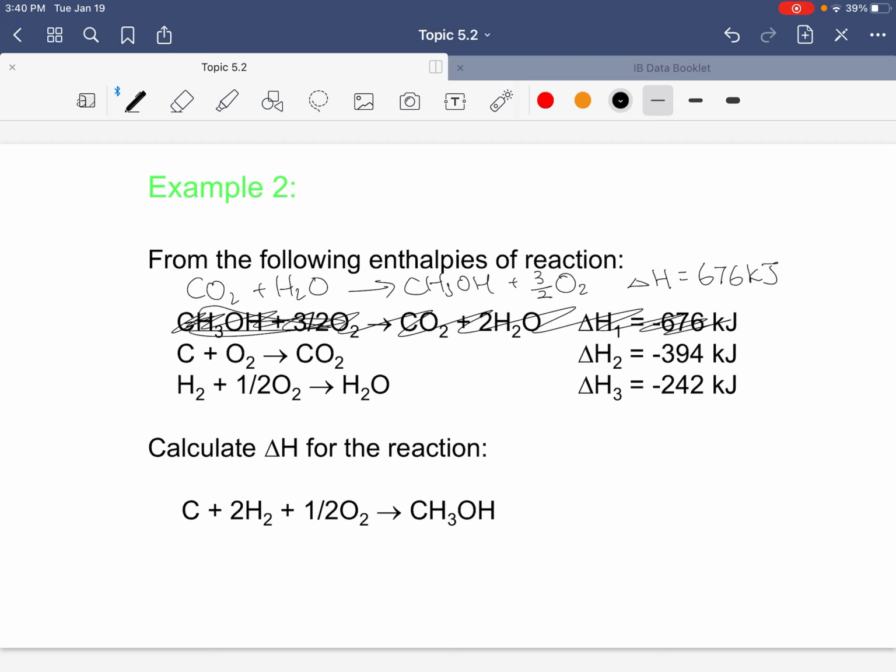Okay. It's completely erased, so it doesn't bother you. Okay? All right. Seeing the fact that you need one C here and there's one C here, you're not going to do anything with C. Two H's here, only one H is here, so that's pretty simple. You're going to multiply this by 2. This becomes 1, this becomes 2, and this becomes 2. So it's negative 484.